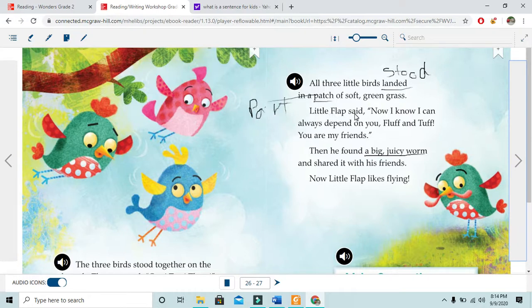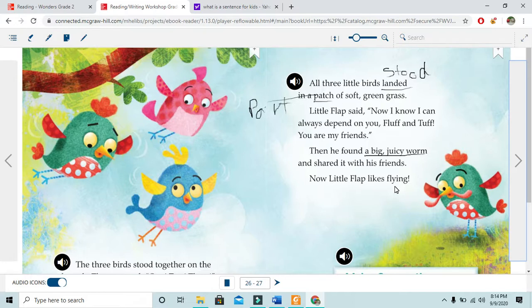Little Flap said, "Now I know I can always depend on you, Fluff and Tuff. You are my friends." Then he found a big juicy worm and shared it with his friends. Now Little Flap likes flying. That was the end of our story. Okay.